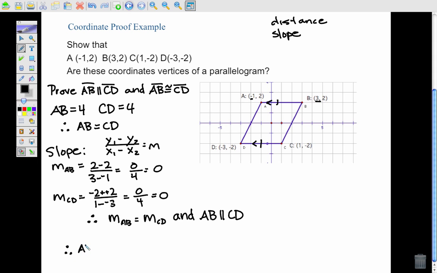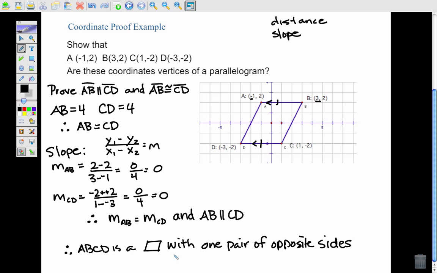So then we have to draw our final conclusion. And our conclusion is that our final answer is therefore ABCD is a parallelogram with one pair of opposite sides congruent and parallel.